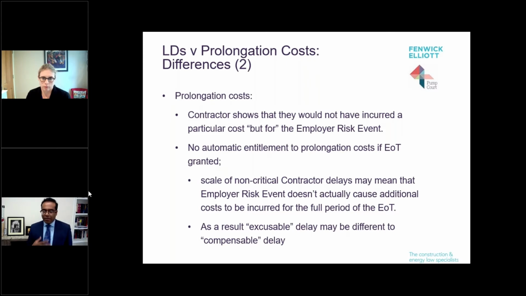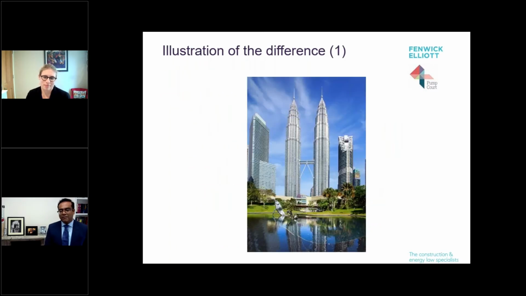Now, I don't know about you, but I tend to think that these things are best illustrated with pictures. And so we're going to have a picture now.